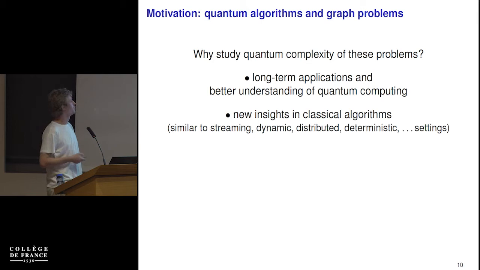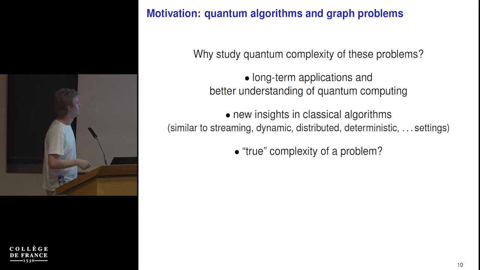Another motivation, and this to me is also very important, is that often thinking about the quantum setting gives new insights into classical algorithms as well. In that sense, the quantum setting is a bit similar to other settings like the streaming setting, dynamic setting, distributed algorithms, deterministic algorithms, and so on, where you look at a very canonical problem like minimum cut from a new perspective, potentially with new limitations, but with new things that you can do. The same holds for the quantum setting, and there are many examples where we actually get new insights into classical algorithms by using this quantum lens.